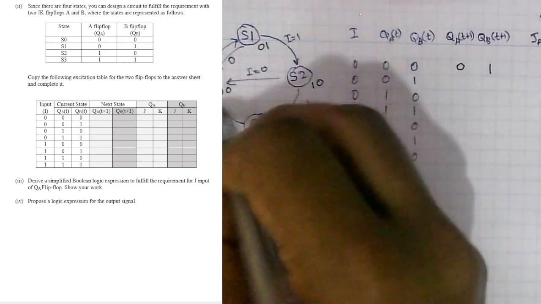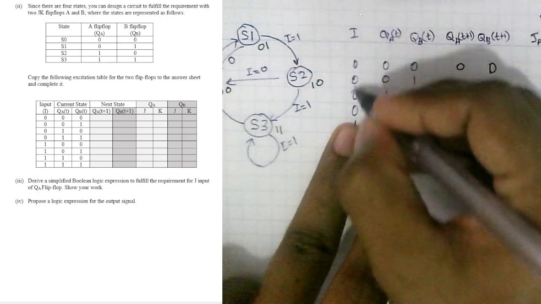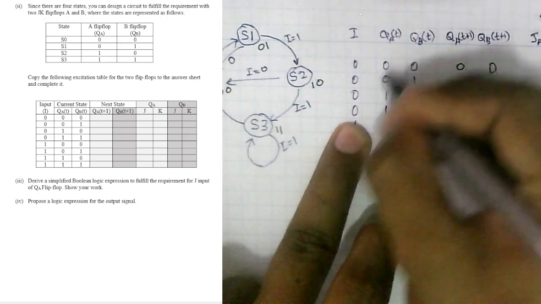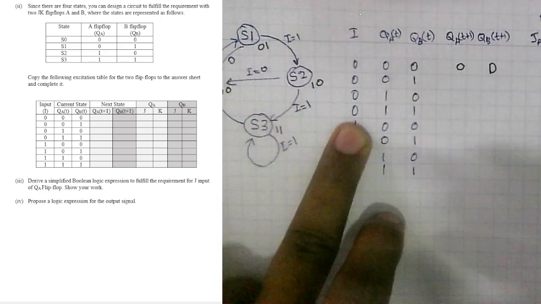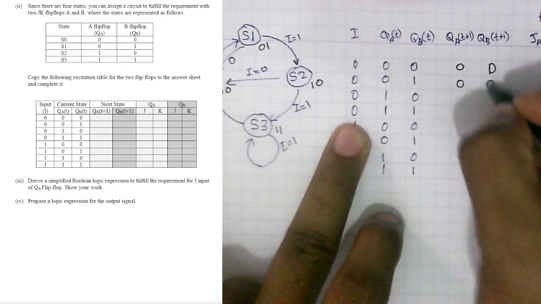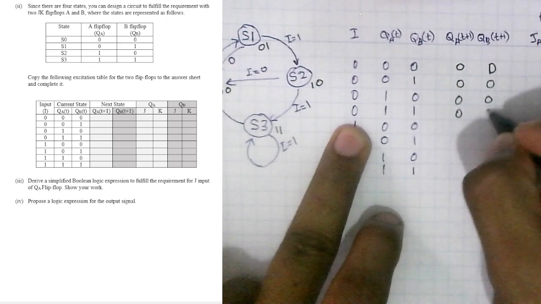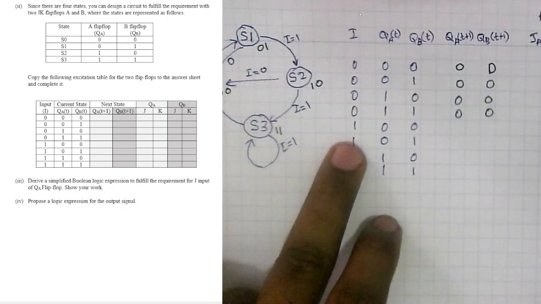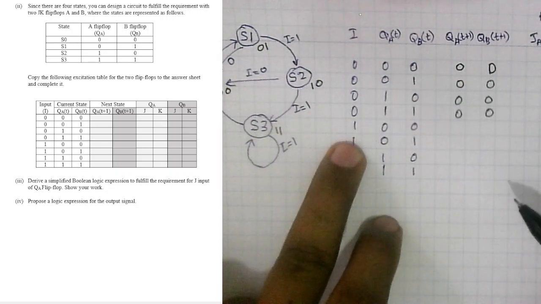So S0 is 0, 0, so this one is supposed to be 0. If the input is 0, no matter what the current state is, we will be staying at or going back to S0. So if the input is 0, all these will be 0, because we are going back to S0, okay?